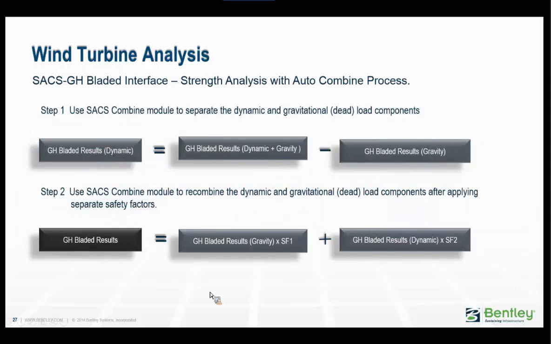We have a slight variation to this analysis in that the results coming out of GH Bladed only have a single load factor. Now, the codes require a different factor to be applied to the dead loads, and a different factor to be applied to the dynamic loads. So what we've done in SACS is we use the combine module to separate the dynamic and gravitational components, and then apply the various load factors, and then recombine the results, and then later on, following that, you'll do your strength analysis.